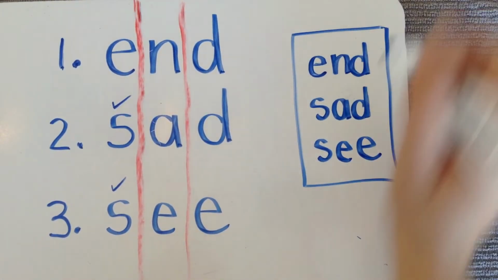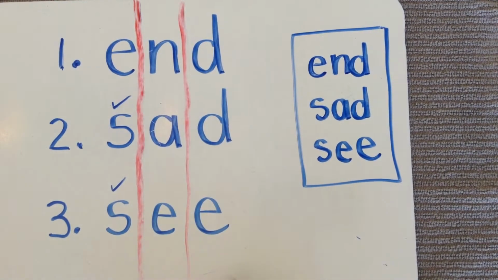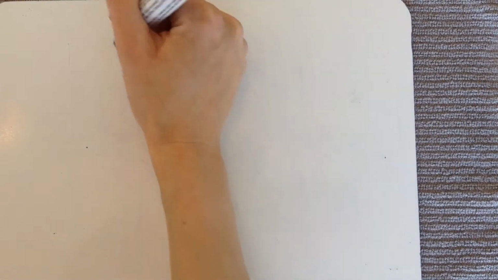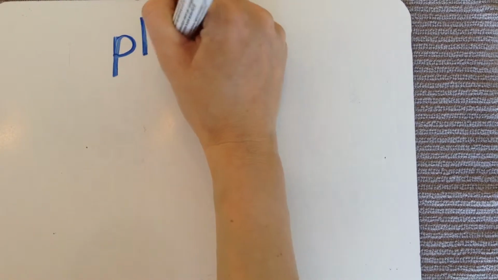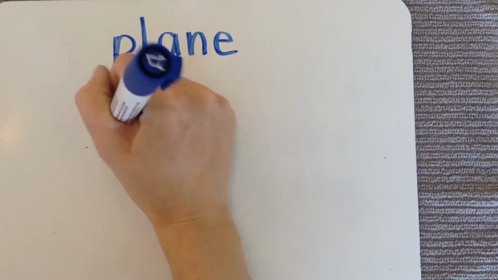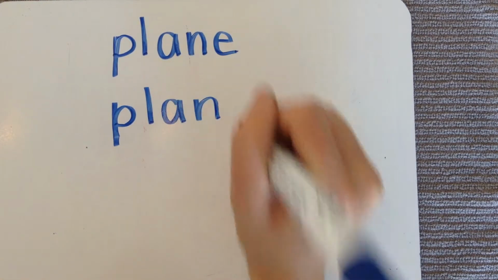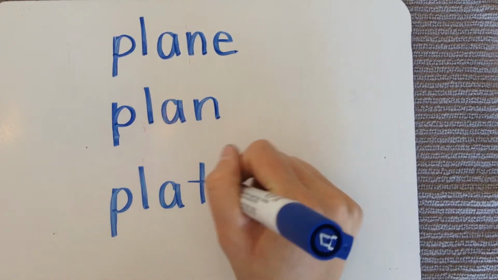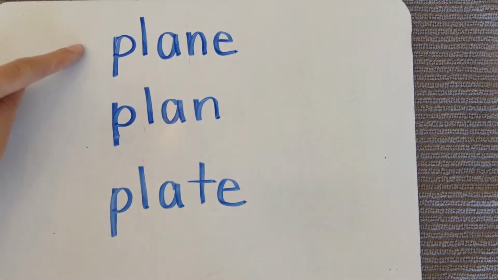That's convenient. But what happens if you have to look beyond the second position? What happens if you have to look to the third position? Let's write down the following words. Plane, plan, plate. These are the words plane, plan, and plate.